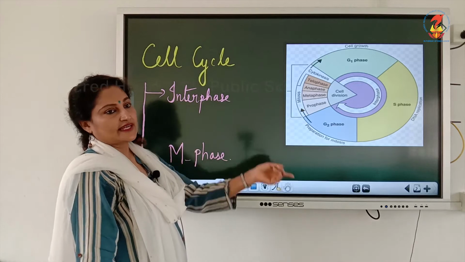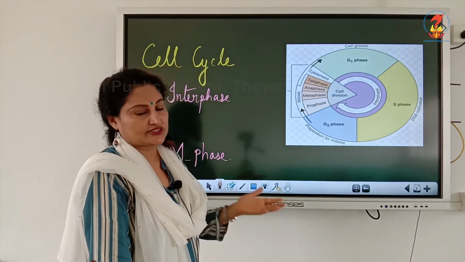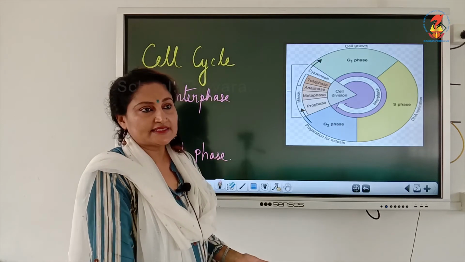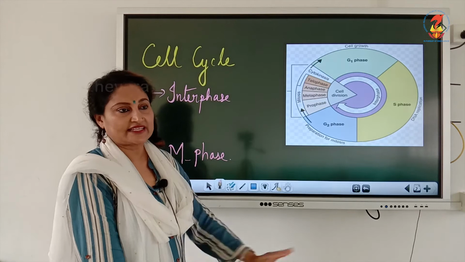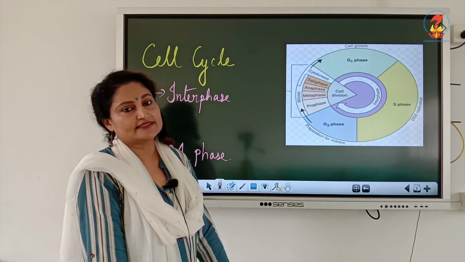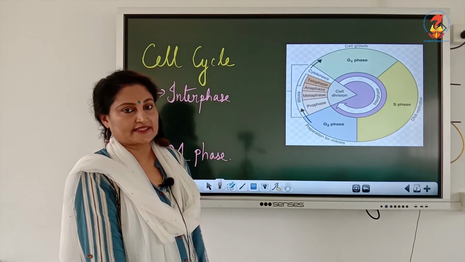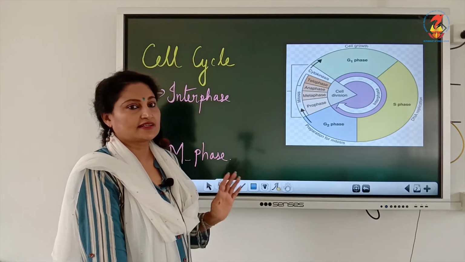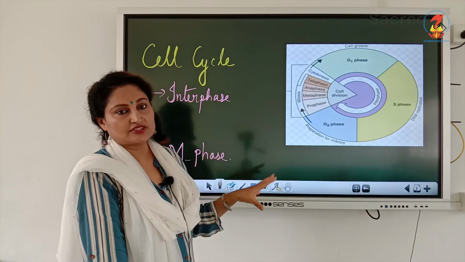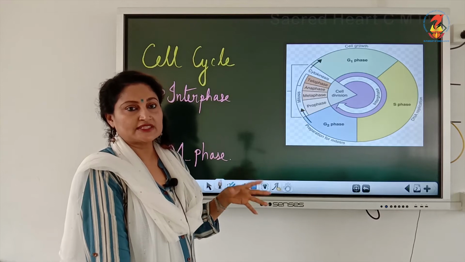Duration of the cell cycle varies from organism to organism and from cell to cell. For example, in yeast, the complete cell cycle takes place in just 90 minutes. Within 90 minutes, the entire cell cycle is completed. That is a case of a short cell cycle, but it can extend to hours or days. Clear?